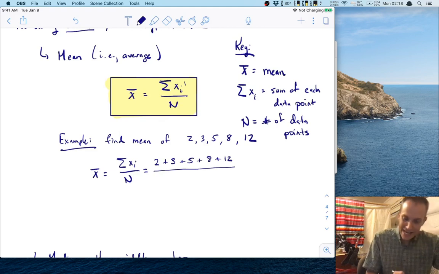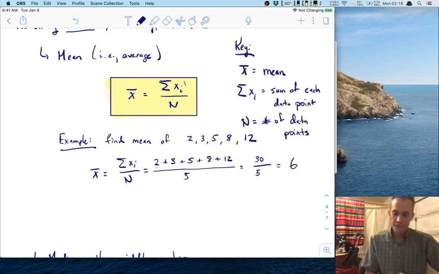And we're going to divide by n. n is the number of data points. In this case, we have 5 distinct data points: 1, 2, 3, 4, 5. Now, let's figure out what that sum is. So we got 2 plus 3 is 5, plus 5 is 10, plus 8 is 18, plus 12 gives us 30. And then we divide by 5, and that gives us a mean of 6.